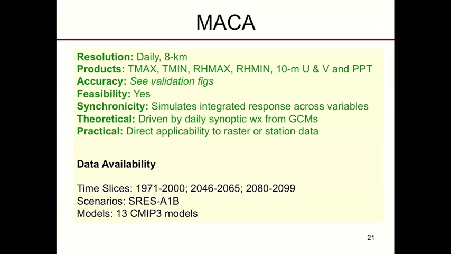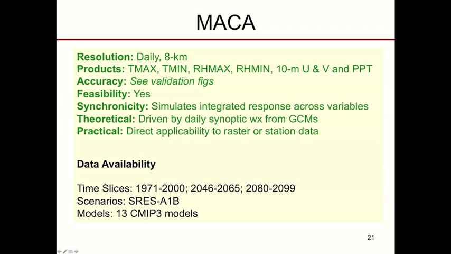The end products are high temperature, low temperature, high relative humidity, low relative humidity, 10-meter zonal and meridional wind, and then finally the accumulative precipitation. Theoretically, this downscaling method is driven by daily synoptic weather from GCMs, so there's no need to temporally disaggregate, which is done by other methods.